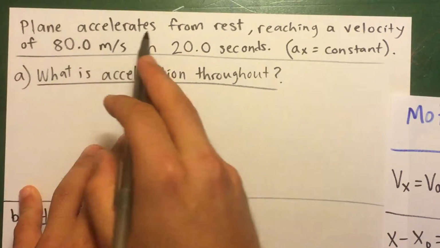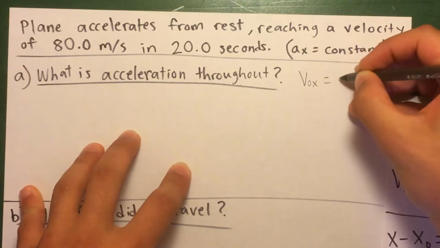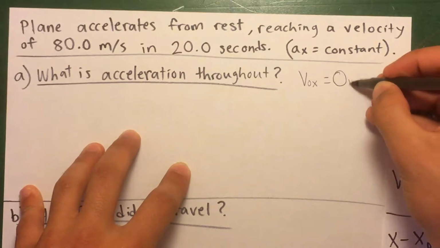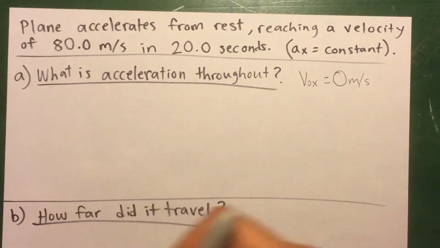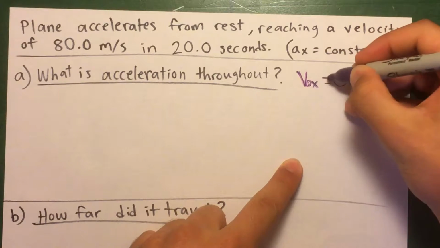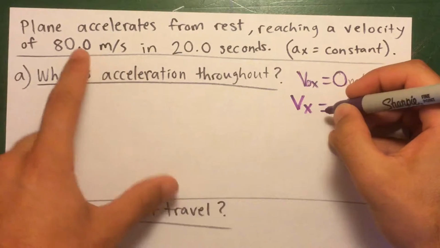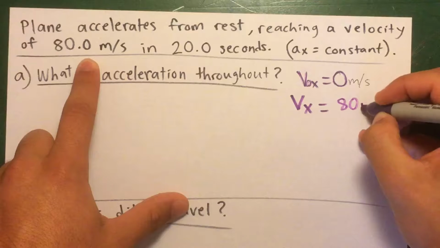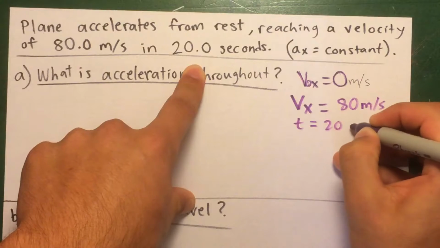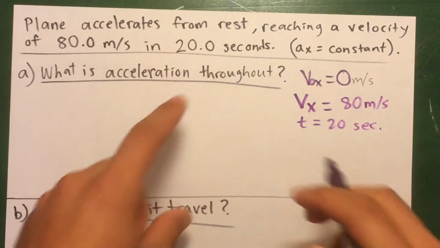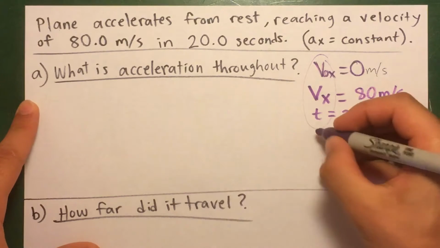It says that the plane accelerates from rest. That means we know the initial velocity, v sub 0x, is equal to 0, because it started at rest. And then it reaches a final velocity of 80 meters per second. I'm going to use a marker. So the initial velocity is 0, and the final velocity we can write as v sub x. They have given it to us, which is 80 meters per second, and we know time is 20 seconds. Those are 3 knowns, and the unknown that we want is acceleration.